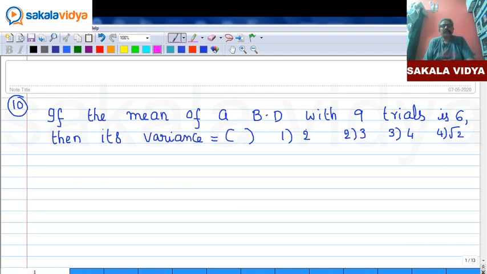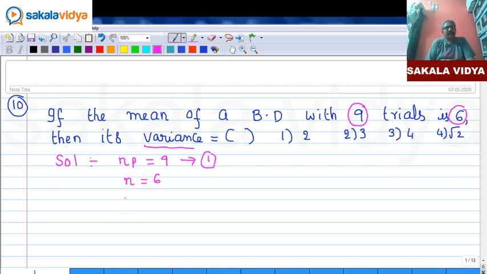See, the mean of the binomial distribution is 9, number of trials is 6. Then variance you need to find out. So, solution here first. What is given here? NP is equal to 9 given, equation 1. Number of trials n is equal to 6 given. Now, P is equal to 9 by 6, whose value is, so sorry, 1 minute, I have taken reverse.